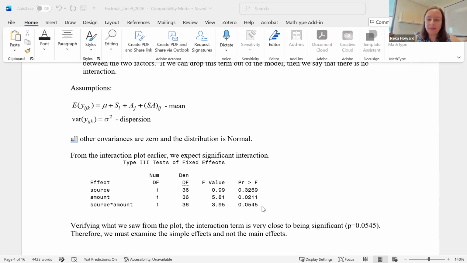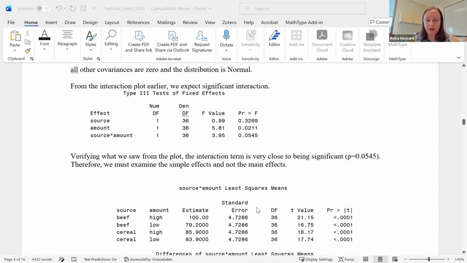So what does it mean? When there is an interaction, the difference between the beef and the cereal is different at the low level and the high level. That's what it means. So when you have a borderline significance, just treat it as a significant interaction.